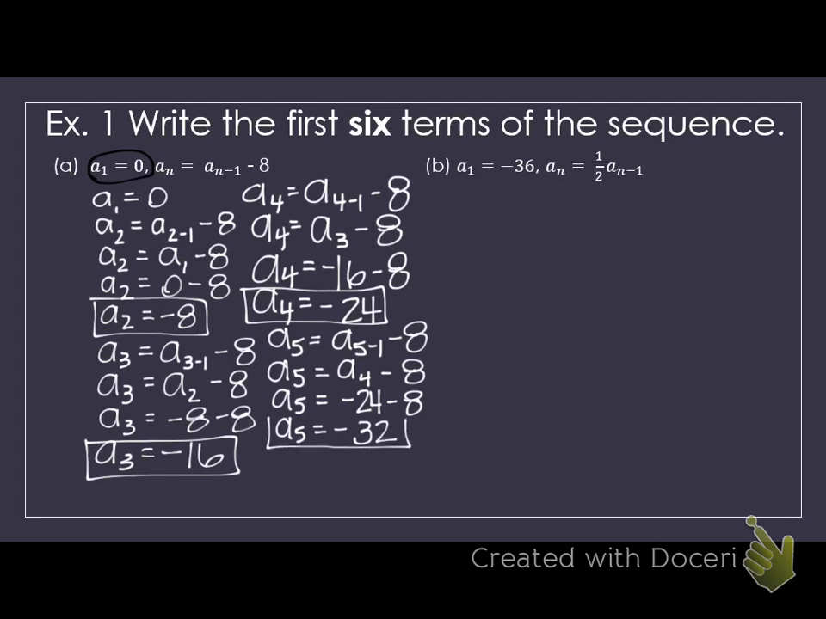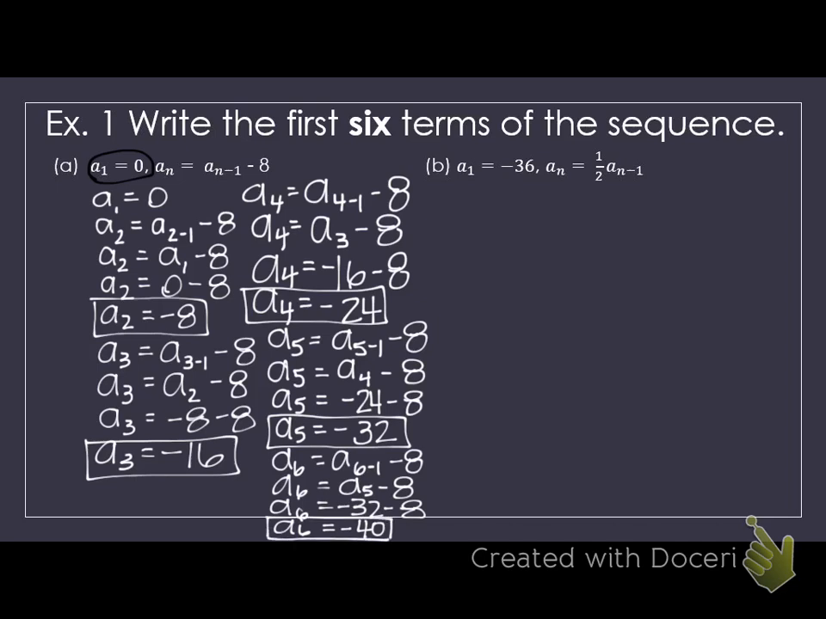negative 32. Awesome. And we got one more because it asked us to find the first 6. So a sub 6 equals a sub 6 minus 1 minus 8. What is 6 minus 1? 5. And what was the fifth term? Negative 32 minus 8 makes our sixth term equal to what? Negative 40.